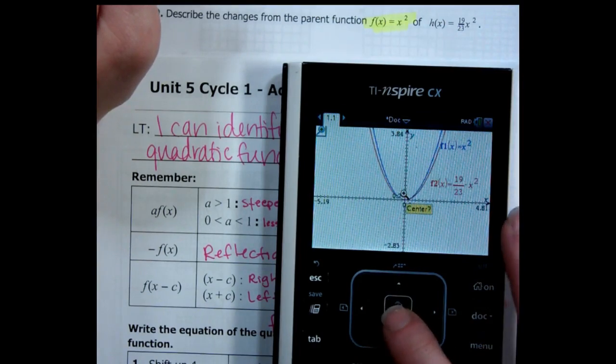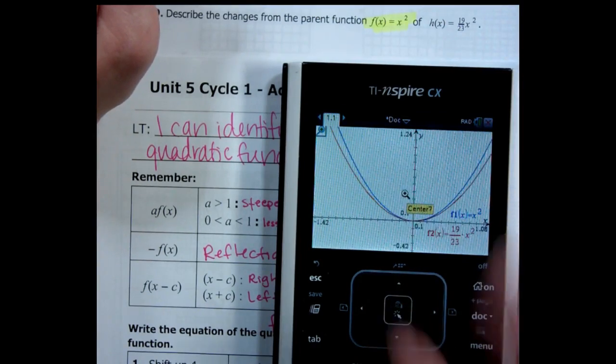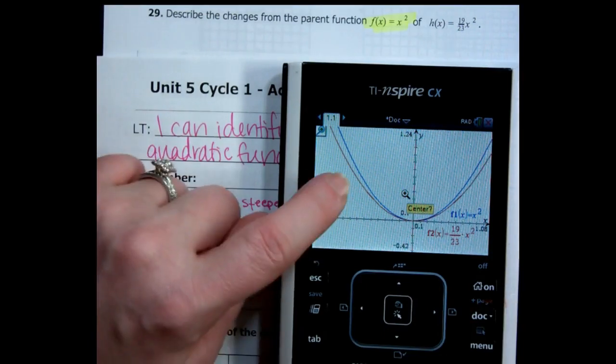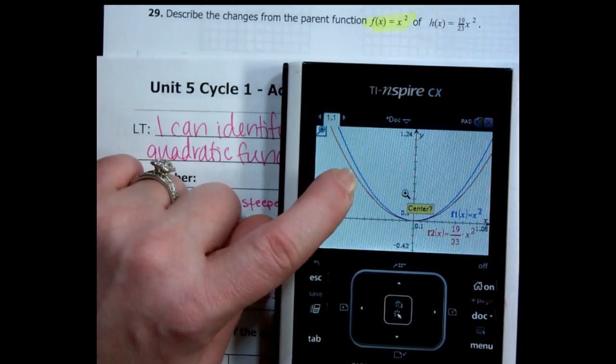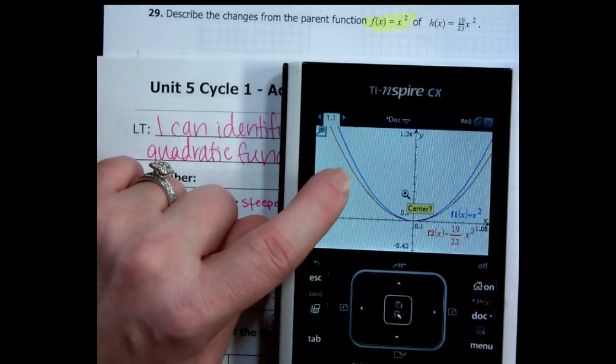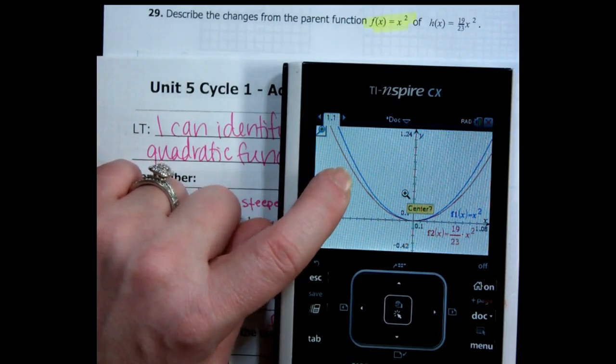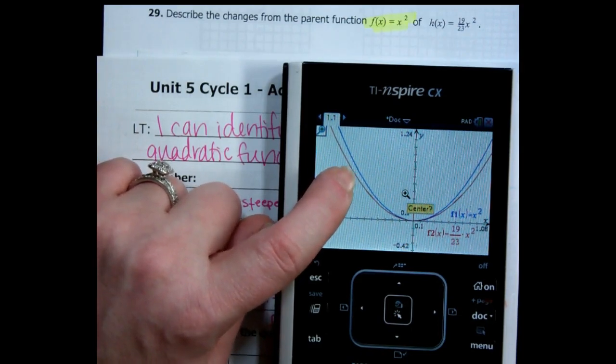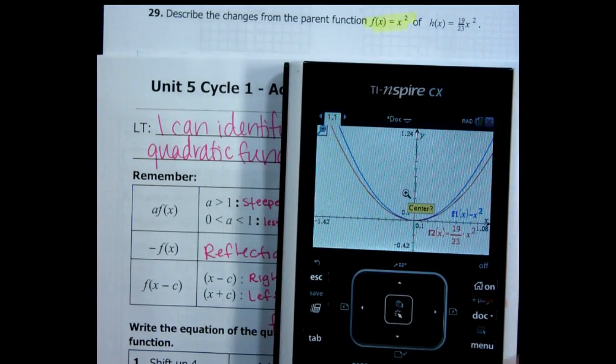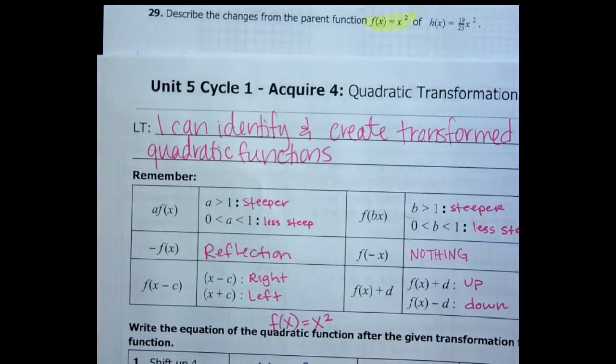I want you to see how the red one is less steep than the blue one. The red one is wider. It's not wider by a whole lot, but it is wider than the blue one. So we were correct. Less steep.